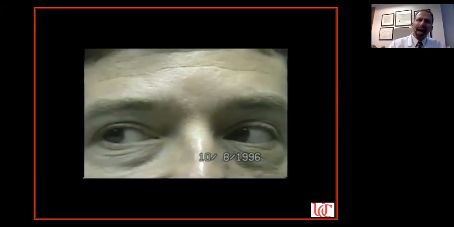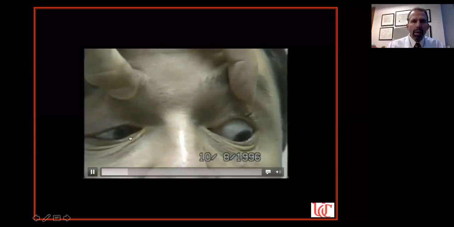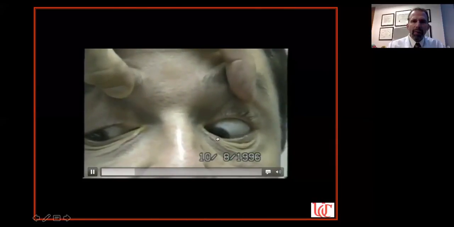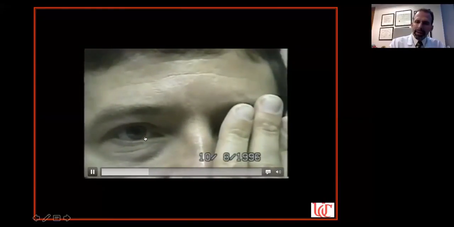So let's look back at our guy. His eye movements look pretty good, except when he looks down and into the left. Watch how this eye compares to the other eye. Look how far down that eye gets, down and in, compared to the other eye.